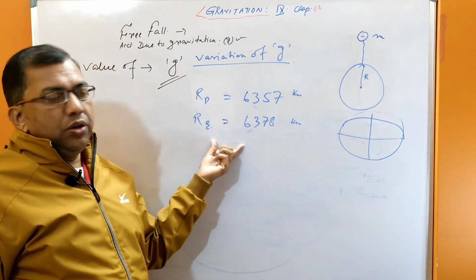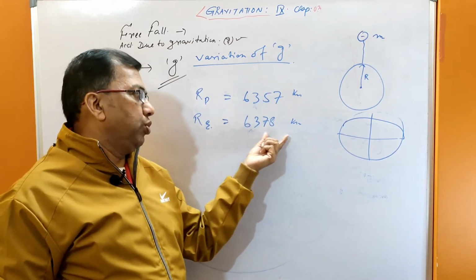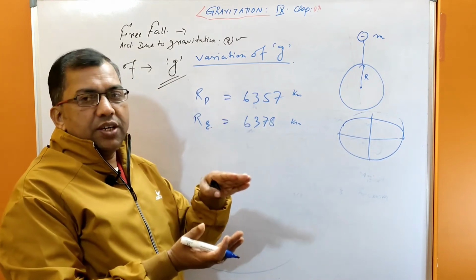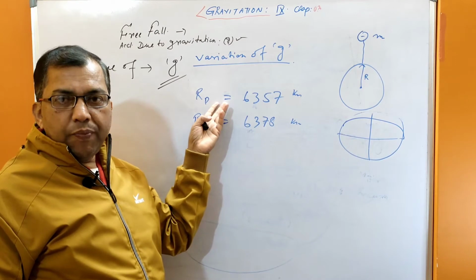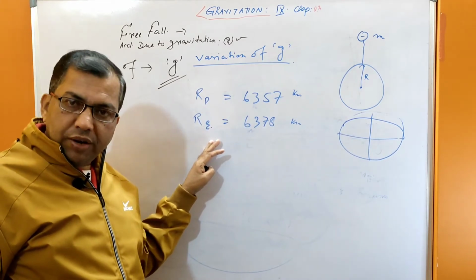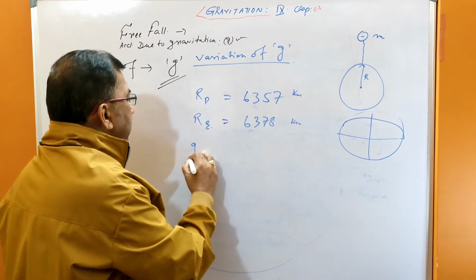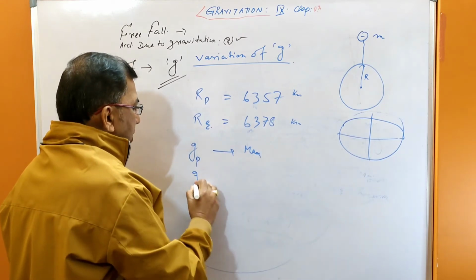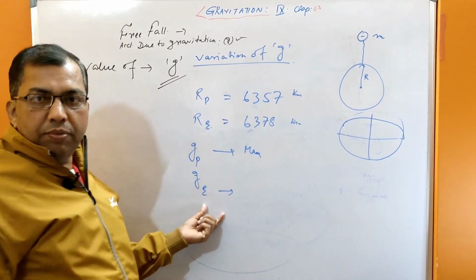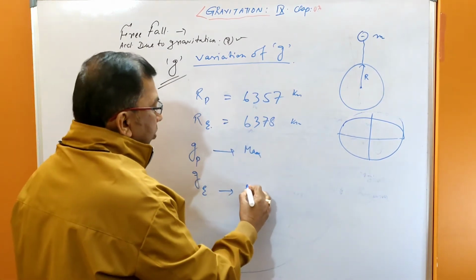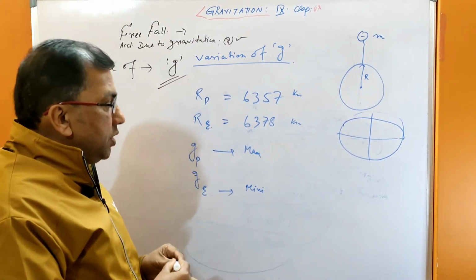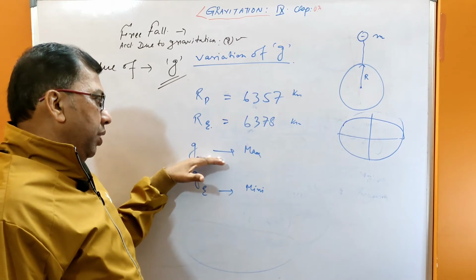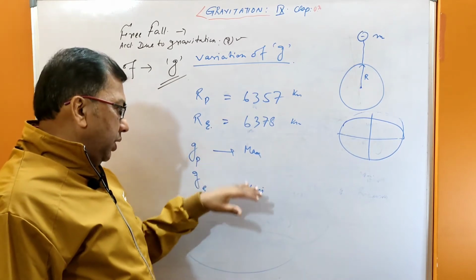So according to this, acceleration due to gravity at poles, g pole, is maximum, because the distance is less, so acceleration due to gravity will be more. And g equator is minimum, it will be minimum here. As we change between the equator and the pole, acceleration due to gravity will be more at the pole and less at the equator.